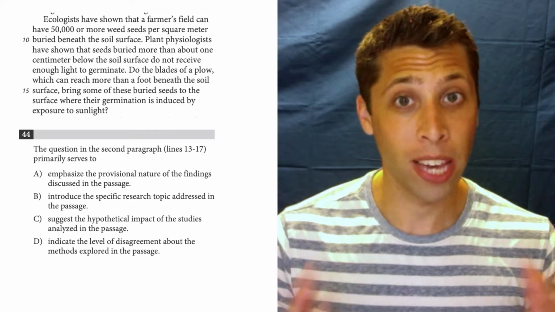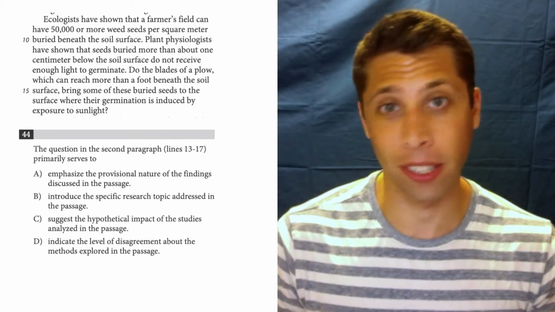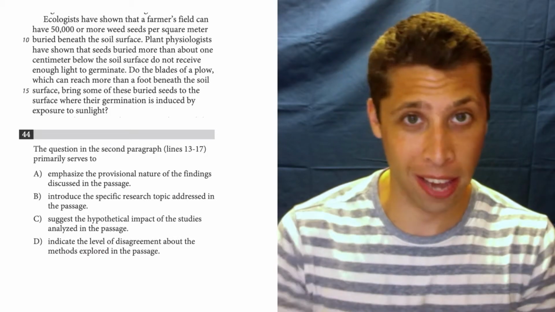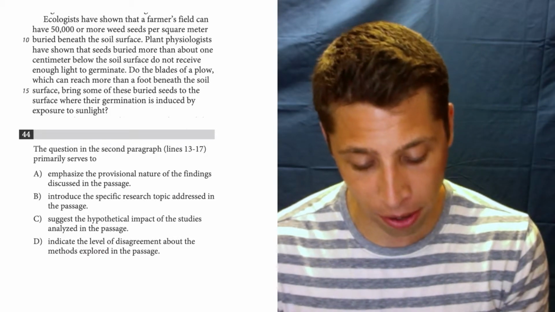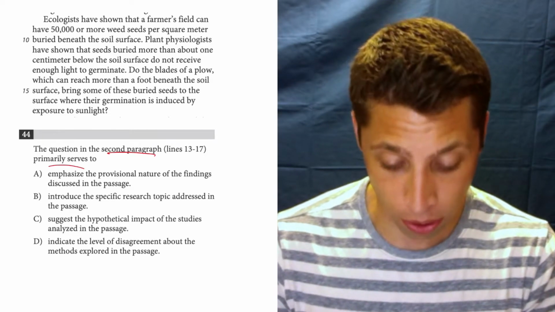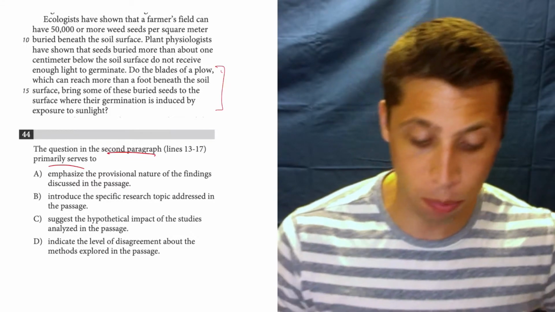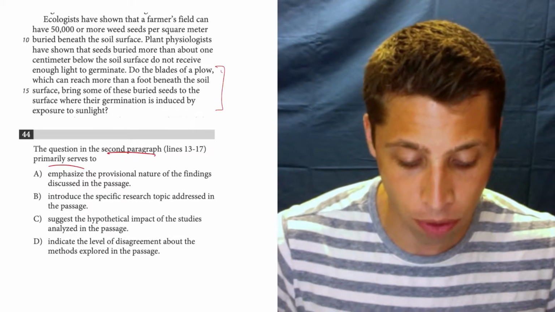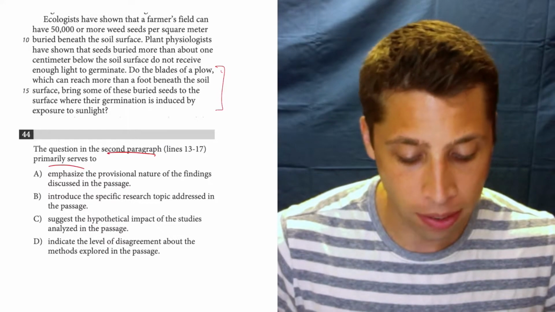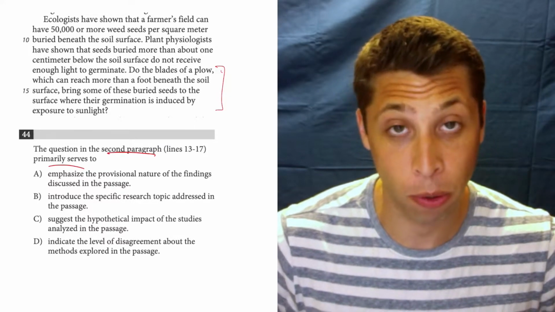For the next question, we have line references, so we can just go to where they tell us and read those lines and see if they answer the question. So the question is, in the second paragraph, primarily serves to... Okay, so we just read this for the previous question, but they're specifically focusing us on this. Do the blades of a plow, which can reach more than a foot beneath the soil surface, bring some of these buried seeds to the surface where their germination is induced by exposure to sunlight?